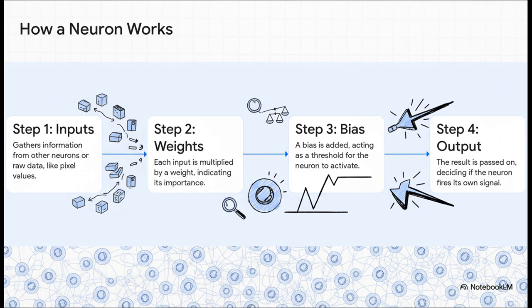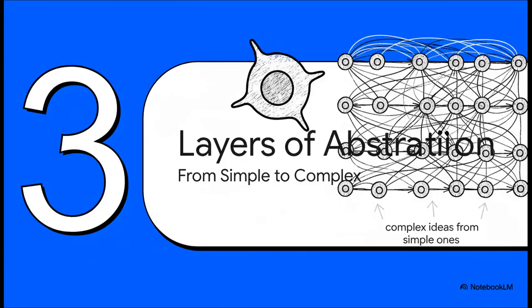Now, one of these little guys isn't very smart, but the real magic, well, that happens when you connect thousands or even billions of them together. So yeah, one neuron on its own is pretty simple, but when you start connecting them in layers, that's where the incredible power comes from. It lets the network learn in this really cool, hierarchical way, building up really complex ideas from super simple ones.